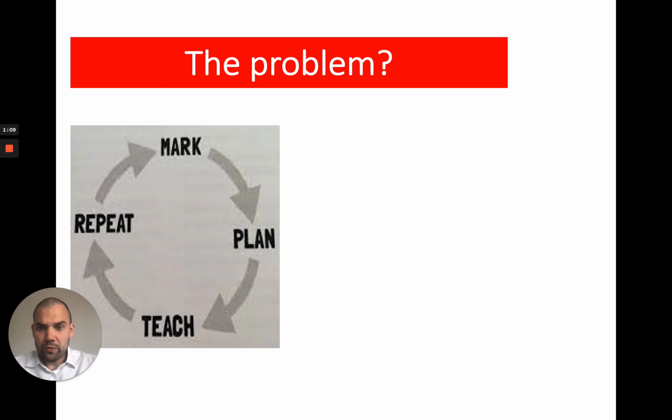Now, the problem that we often have in teaching is that the theory is that the way teaching should work is that you look at students' work, you mark it or you respond to it in some way. You then plan based upon what the students have done in a responsive way. You then teach on the basis of that. And you repeat. So that should be sort of like the golden thread, as it were, or cycle.